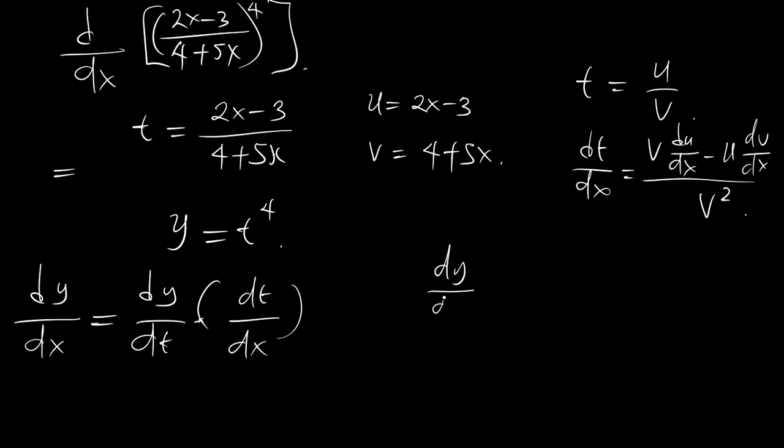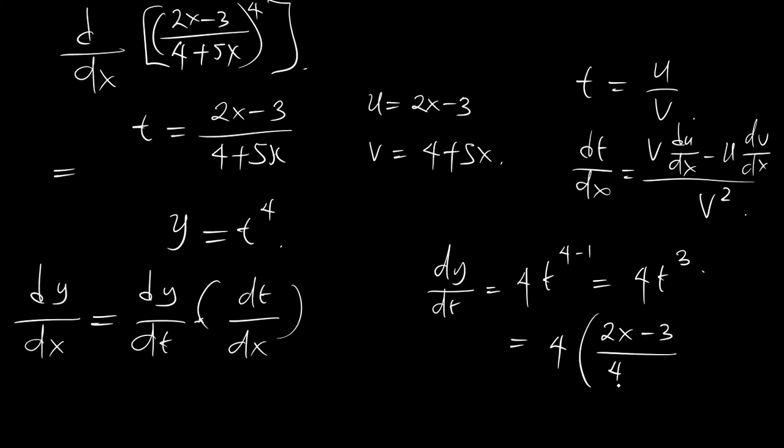The derivative of y with respect to t, using the power rule, is 4t raised to power 4 minus 1, so you have 4t raised to power 3. We need to write this in terms of x, so you replace t with 2x minus 3 all over 4 plus 5x, raised to power 3. So that is it. Now we have gotten this. Now the next thing we're supposed to get is this.